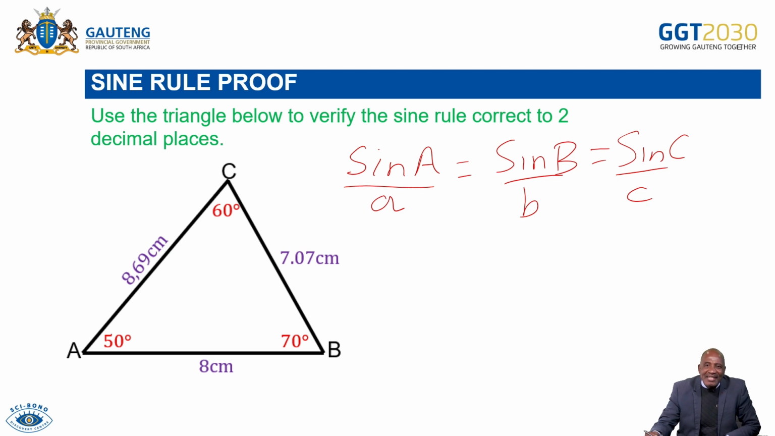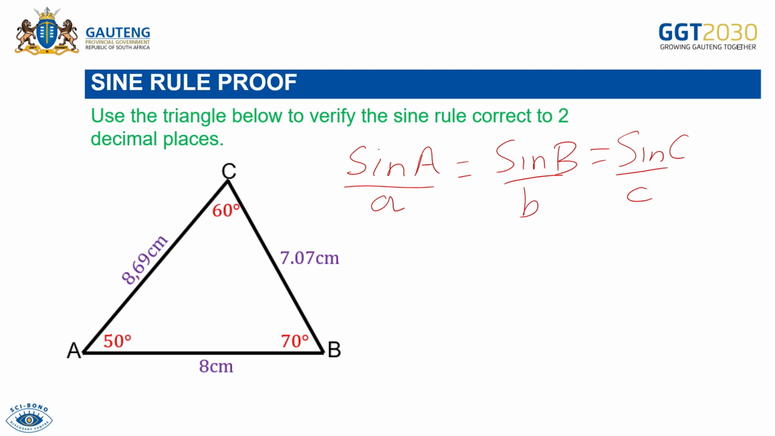Work out each fraction on its own and see if the results are going to be the same. That's basically what the sine rule stipulates. The sine of an angle divided by the corresponding side will always be the same as the sine of another angle divided by its corresponding side, same as the sine of the third angle divided by its corresponding side. Those ratios should always be the same.